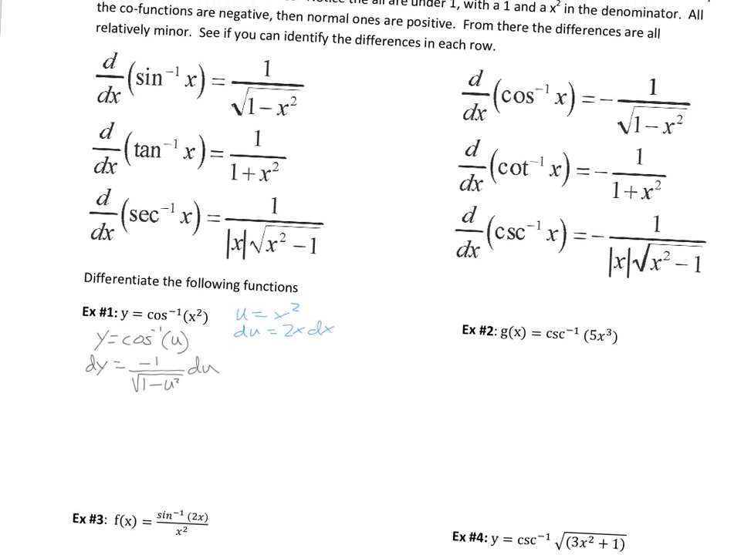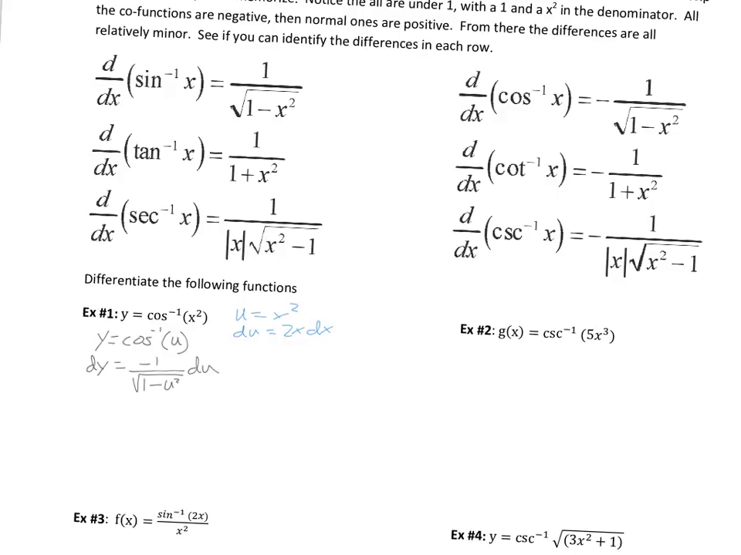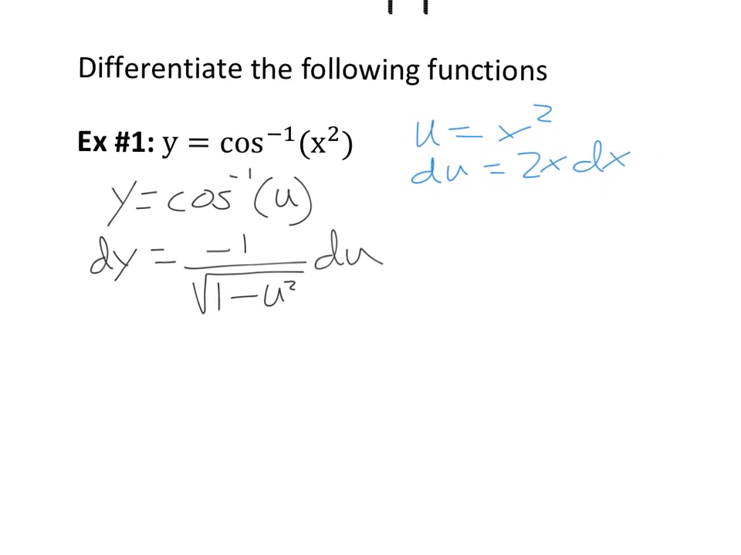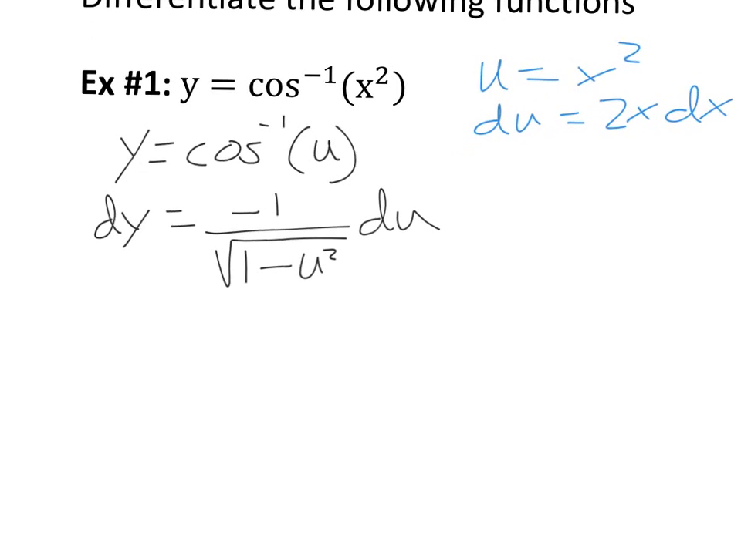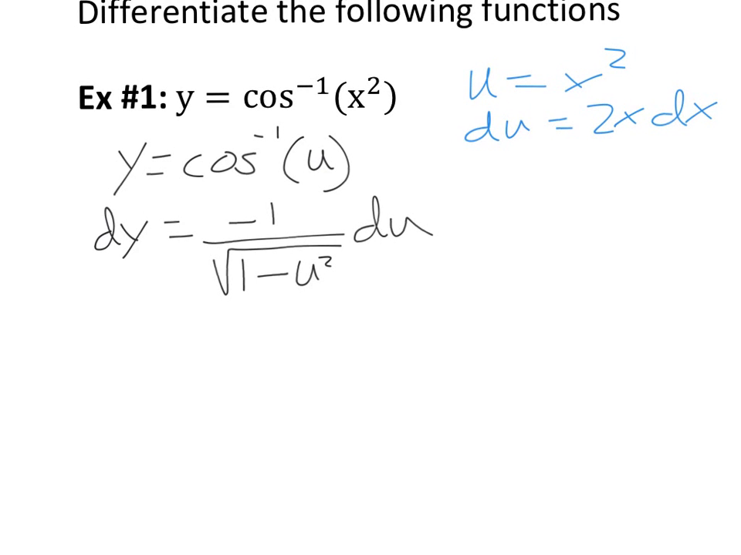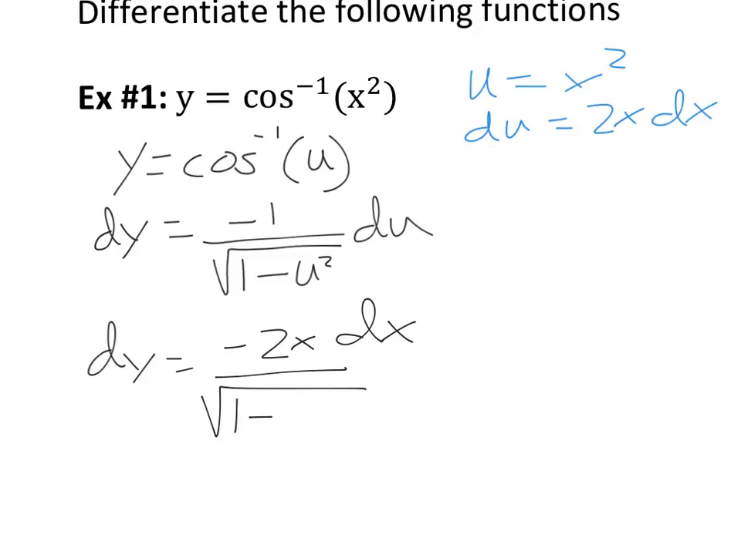Let's make sure I did that all right. Negative 1, square root, 1 minus u squared, 1 minus x squared. So yeah, we got the derivative. Now we're just going to plug in all the parts that we know. So that means dy equals, since this is times du, we could just move that on top. So there's my numerator. It's just going to be negative 2x dx over the square root of 1 minus, and my u is just x squared.